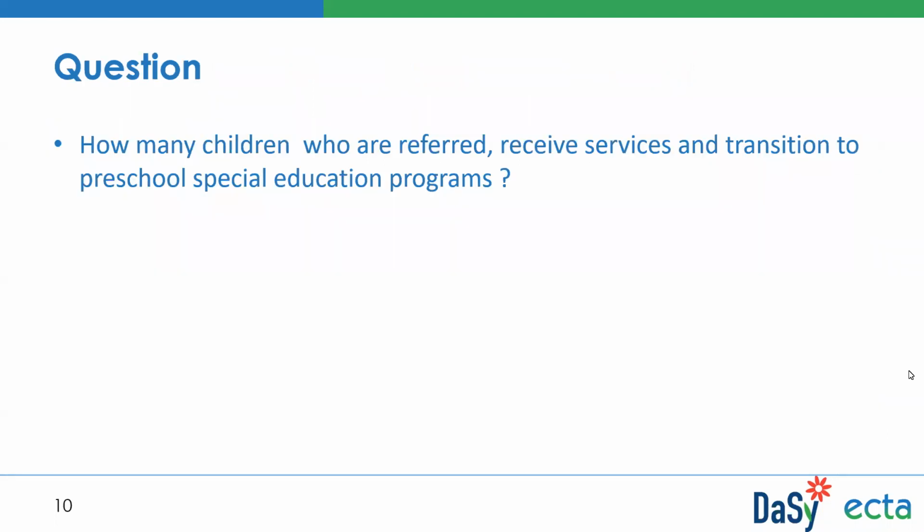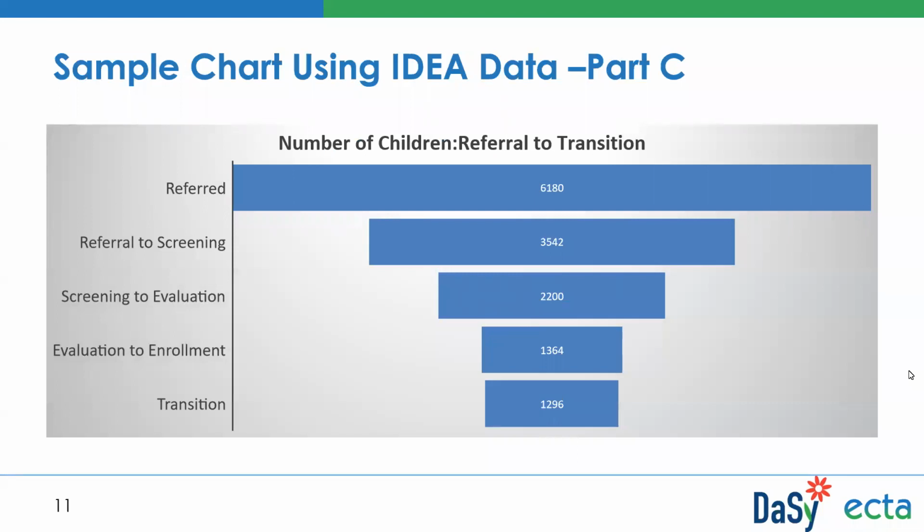Another way to look at it is how many children who are referred receive services and transition to preschool special education programs. So states would have data using numbers instead of percentages, but you may have over 6,000 children who are referred to the program. Of those, 3,500 move on to a screening, then to evaluation, then to enrollment. Of the 1,364 children who enter the Part C program, as they exit, they transition to the preschool special education program. So you see that close to 1,296 children then leave the Part C program and enter the Part B special ed program.